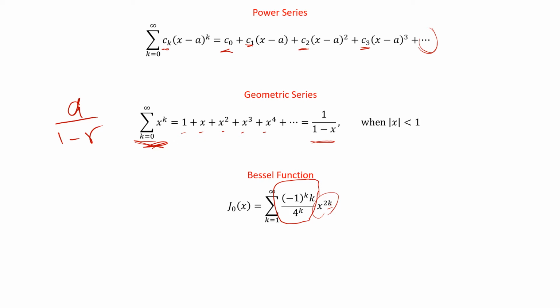I mean, there's a lot of Bessel functions. It's a whole series of functions. This is just one of them. And I keep calling them functions. How do we know that it's a function?